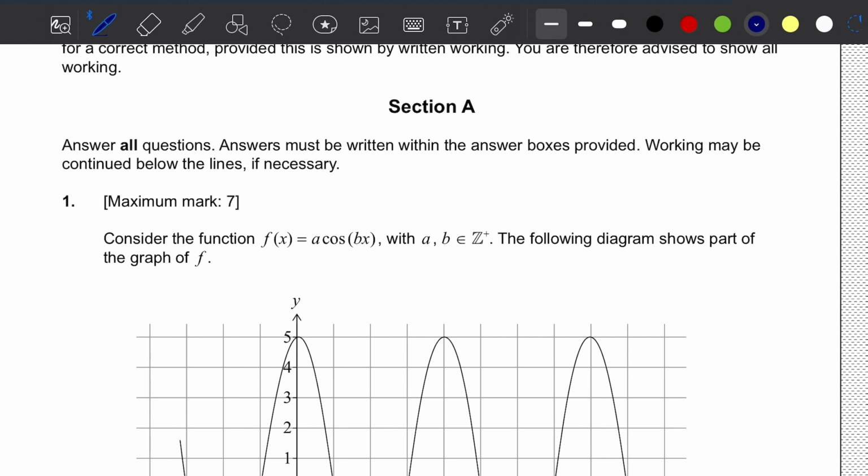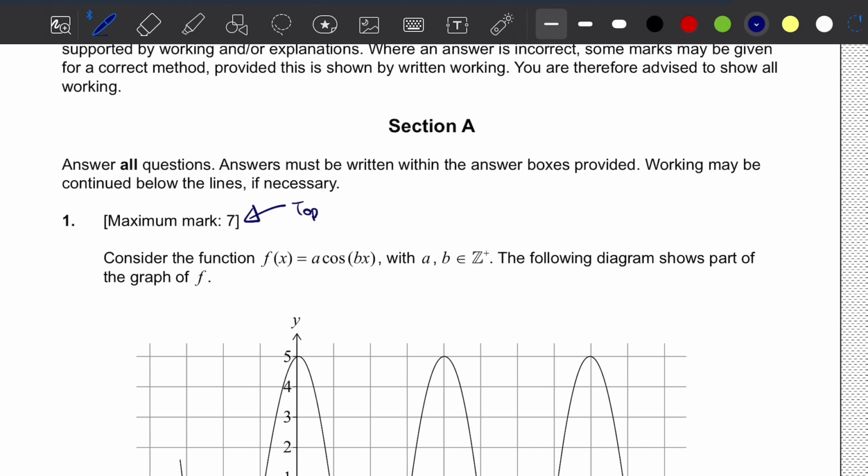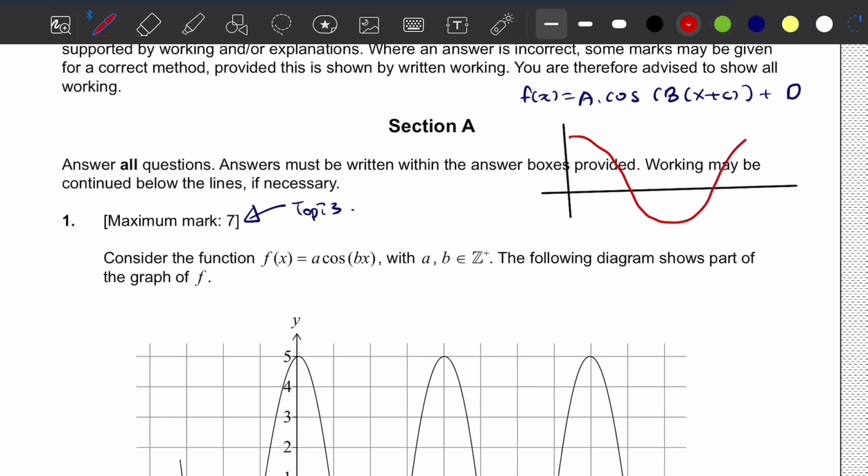So before starting working on this question, let's discuss a little bit about the function equations. This question is based on topic 3, the trig function and the graph. Let's say we have a trig function f of x equals a times cosine of b times x plus c, plus d. This function equation gives a function graph of this.